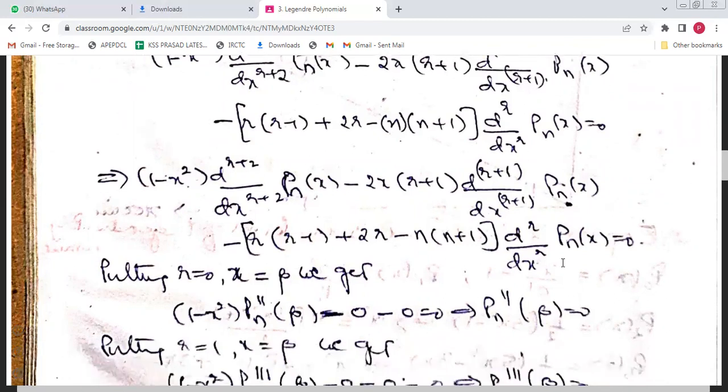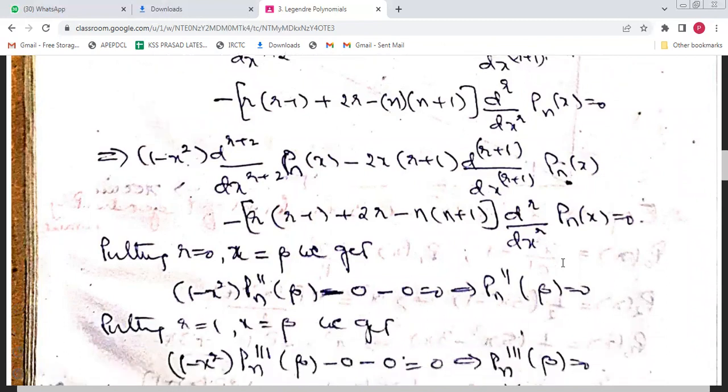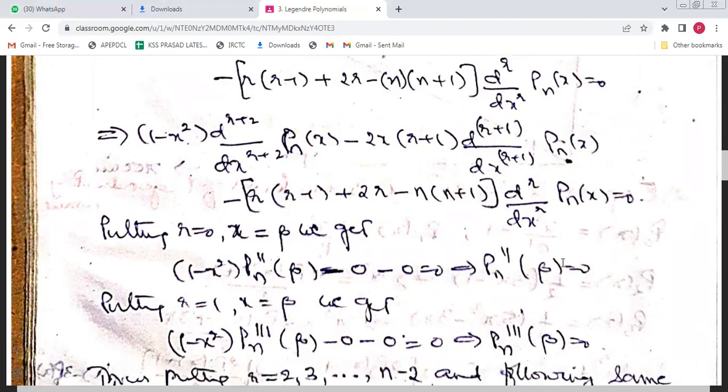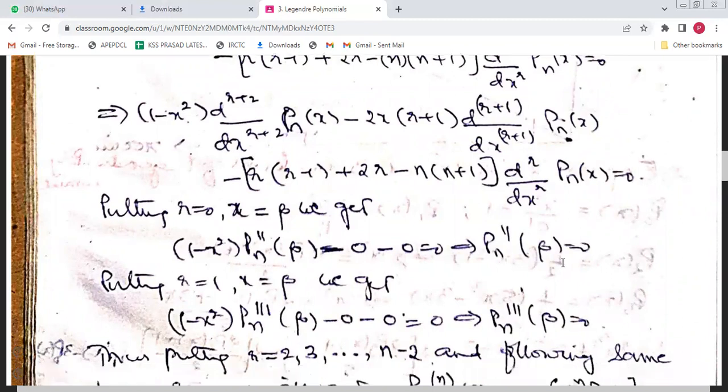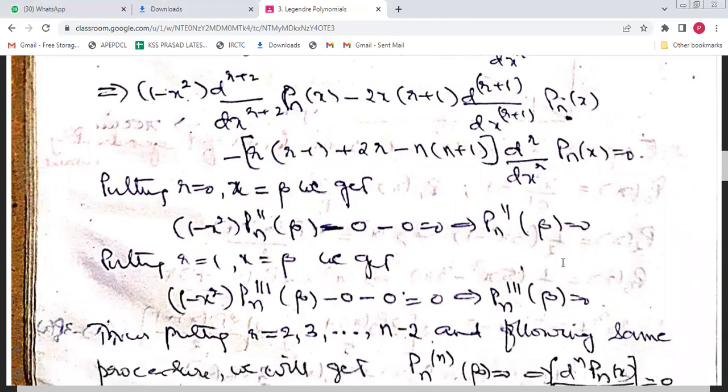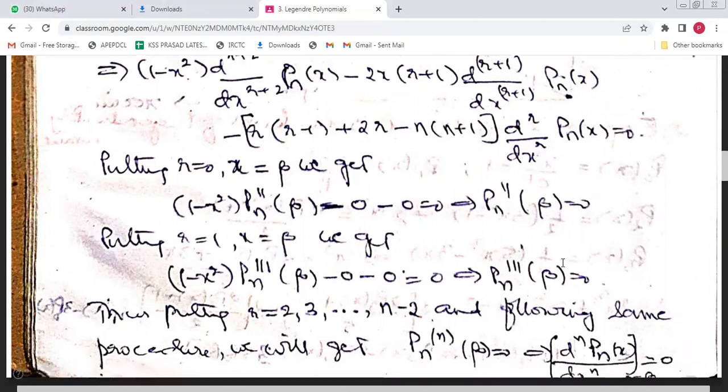Putting r equal to 1 and x equal to beta, we get 1 minus x square times the third derivative of Pn at beta equal to 0. That implies the third derivative of Pn at beta equal to 0. So in this way, putting r equal to 2, 3, etc. up to n minus 2 and following the same procedure, we can see that the nth derivative of the function at beta is also 0.